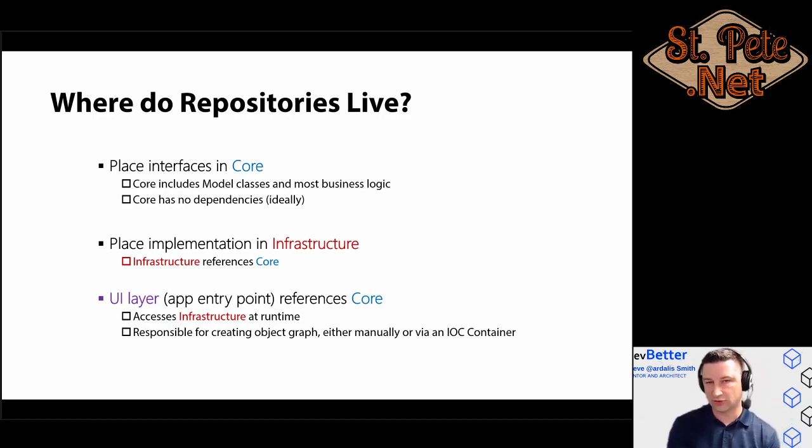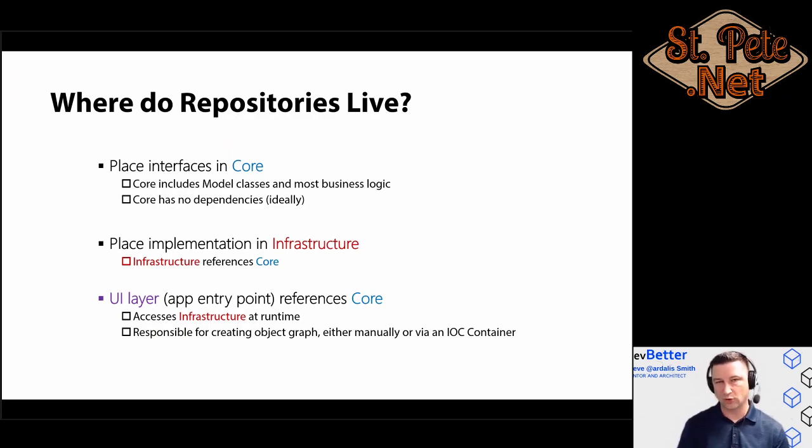It references infrastructure at runtime. It has to, because it has to use those types. It doesn't have to reference infrastructure at compile time. Typically, it will, because it's just easier that way. But it's worth noting that you can build your application such that your UI project, your web project, has a reference to core and has no compile time reference to infrastructure. Right? Just drop that project reference.